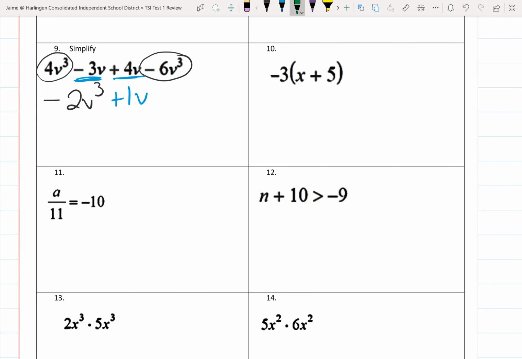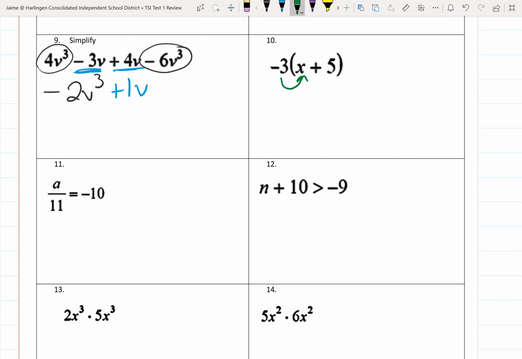So over here, oh, we're just distributing, no big deal. Negative 3 times x, that's negative 3x. Negative 3 times 5, well, that's negative 15. Do we add anything? Do we subtract? No. If there's an equal sign, we saw, but in this question, no, it just wants you to distribute.